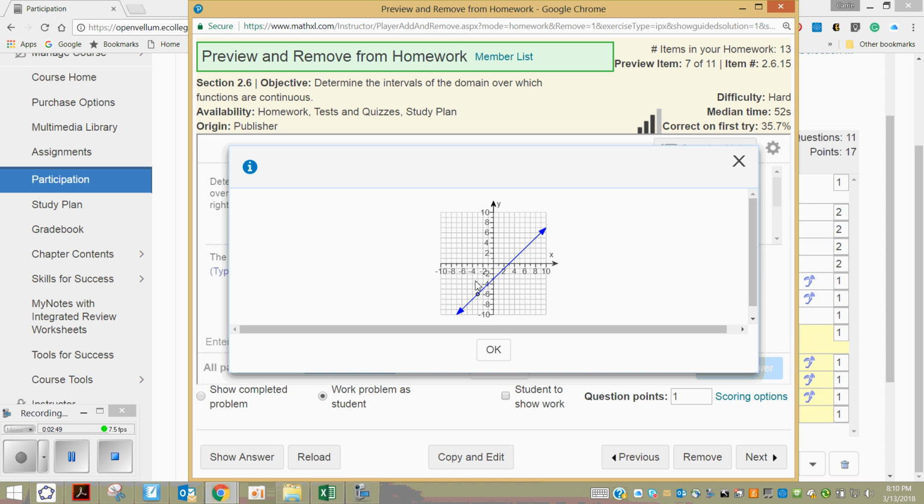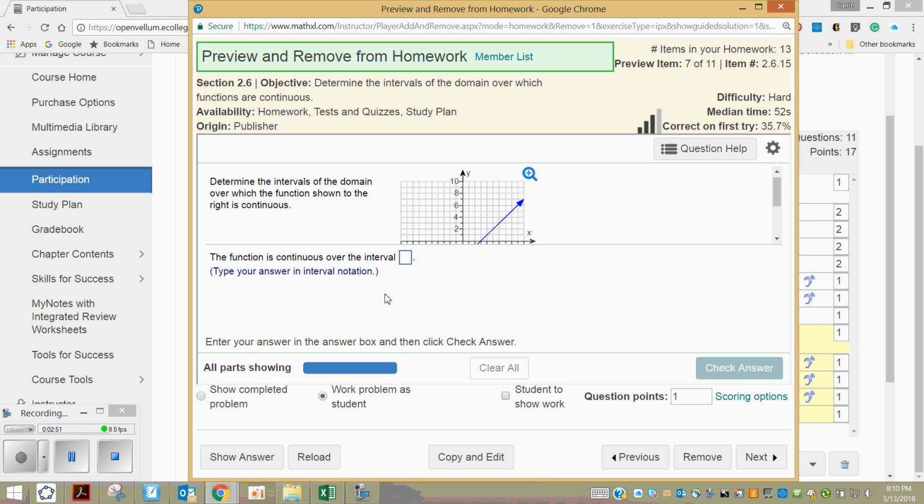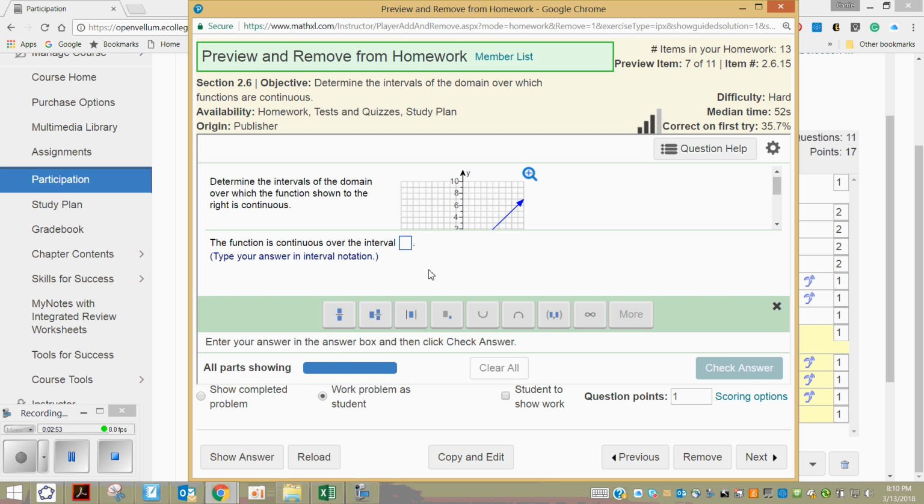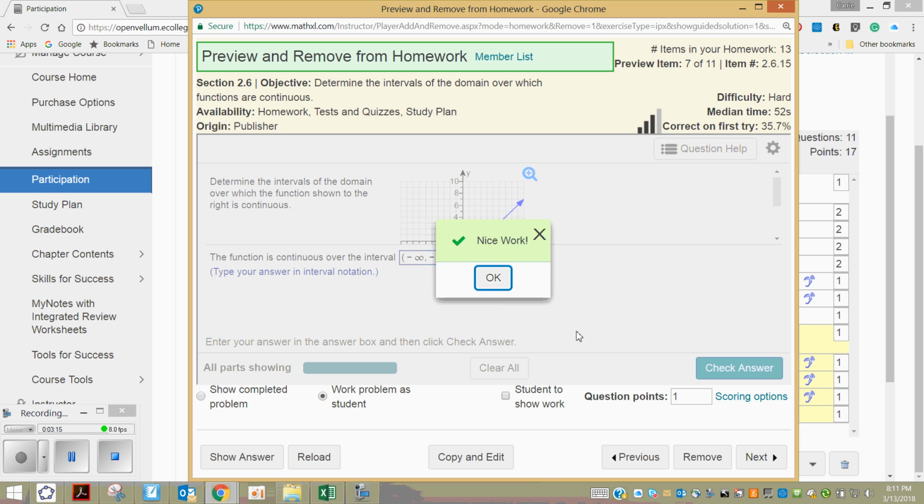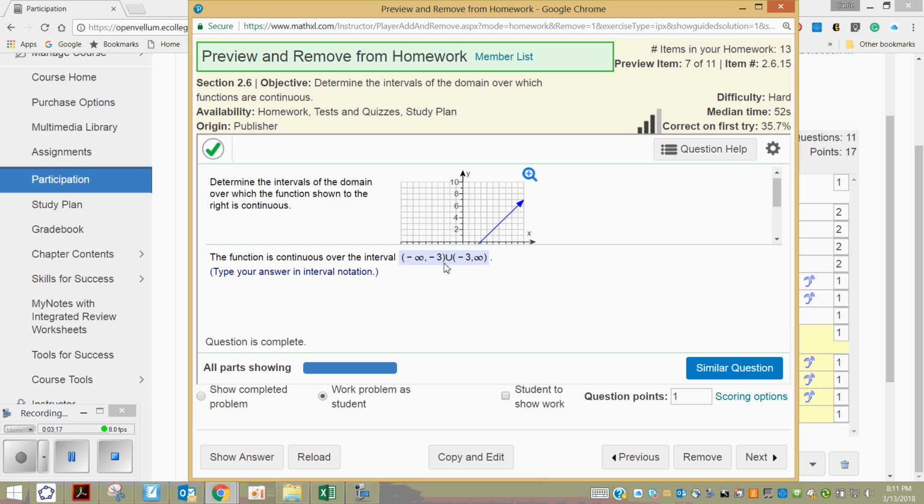So I will say, what was it, -3? Let me just double check. Yeah, it's at -3 is the hole. So I will say that this thing is continuous on the interval from -infinity to -3, not including -3 though, and then from -3 again towards positive infinity. Okay, so notice I put the little union symbol right there where there was a gap.